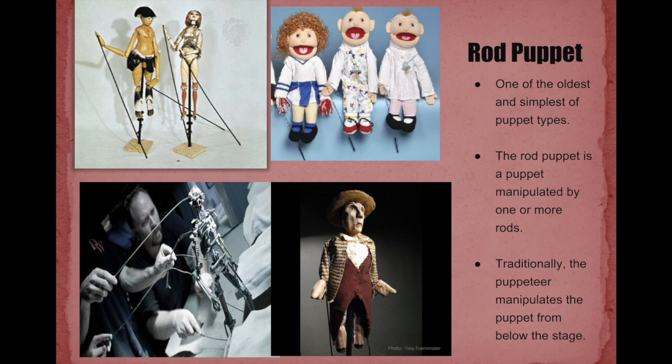All right, so let's take a look at those different types of puppets. Here are 4 pictures of different rod puppets, and you can see not only is there a rod being used to hold up the main portion of their body for the most part. There's also a rod attached to the limbs, so you can move the hands around as you're bringing them to life. They are one of the oldest and simplest puppets. The rod puppet is manipulated by 1 or more rods, and traditionally the puppeteer manipulates the puppet from the stage. I know I've seen some of these types of puppets on America's Got Talent, so they're still quite popular, even though they're one of the oldest and simplest types.